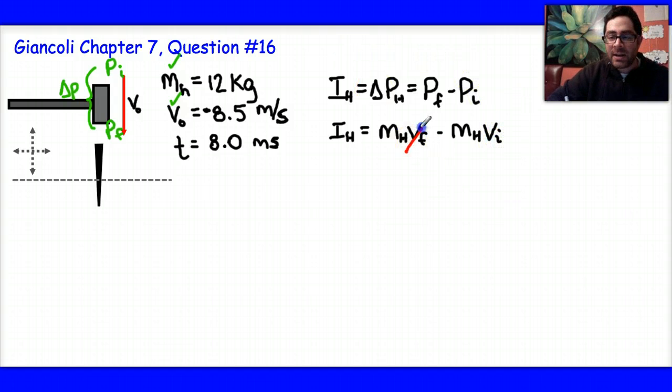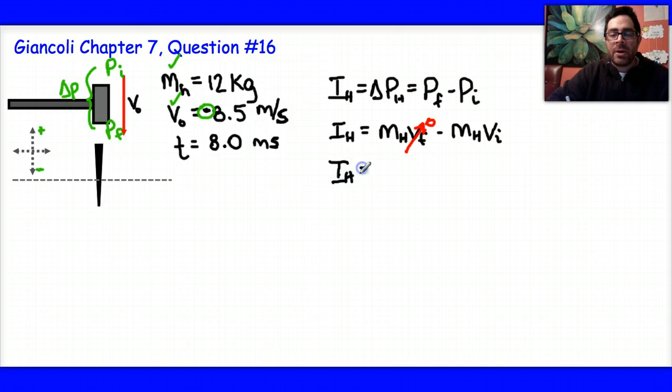I can quickly recognize that the final velocity is going to be equal to 0, and I should also pay attention to this idea that this is the negative y-axis and that's the positive y-axis. So technically speaking then, my initial velocity of the hammer is negative. I'm going to do that this time. I'm going to use the usual sign conventions for velocity. And my next line looks like this.